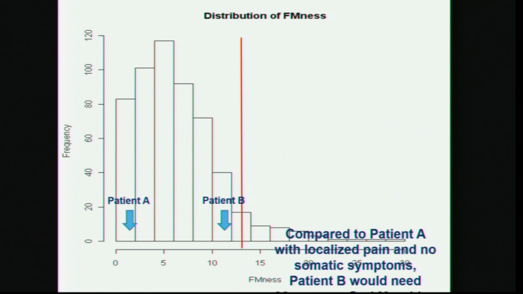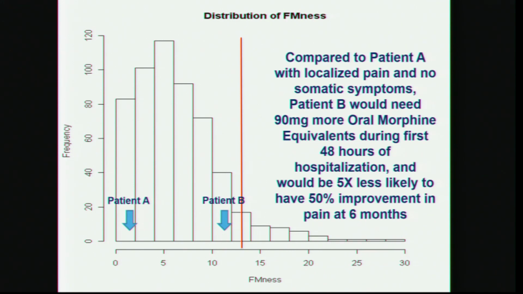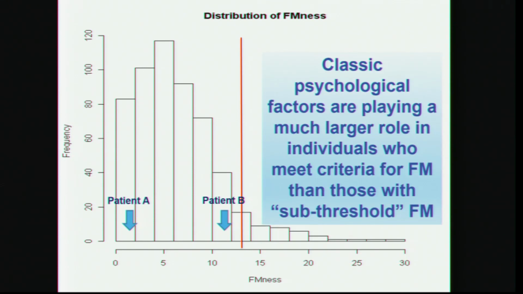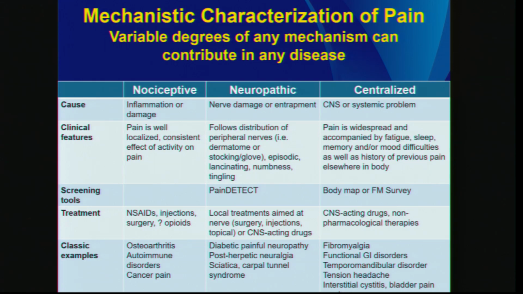But look at how different these 2 people are with respect to how much opioids were needed to control their pain in the first 24 to 48 hours and whether they were going to get better after we replaced their knee. Patient A was 5 times more likely to get better with knee replacement surgery as patient B, and neither of these people has fibromyalgia as a categorical yes-no diagnosis. Again, just pointing out that this is a powerful measure and that classic psychological factors are really playing a relatively minor role, especially in people at lower parts of that continuum.